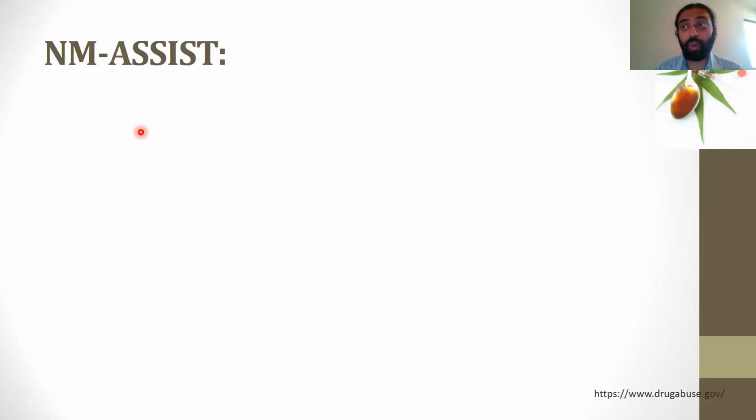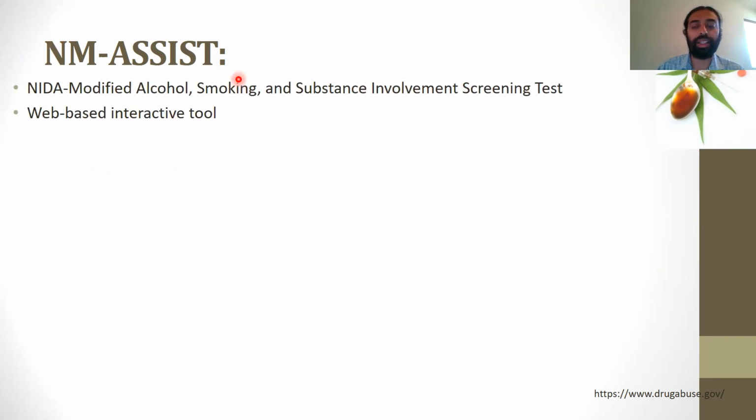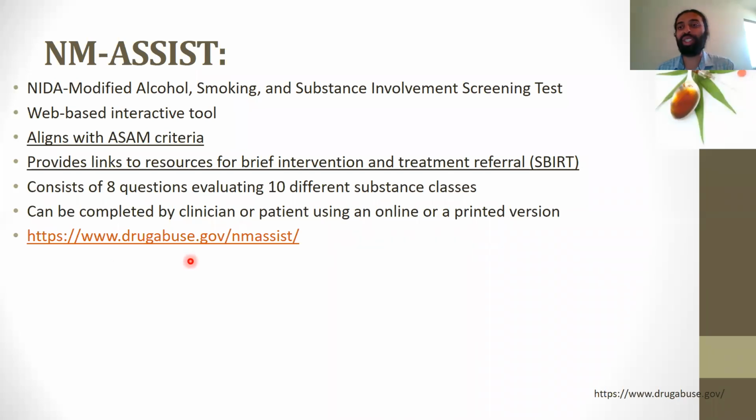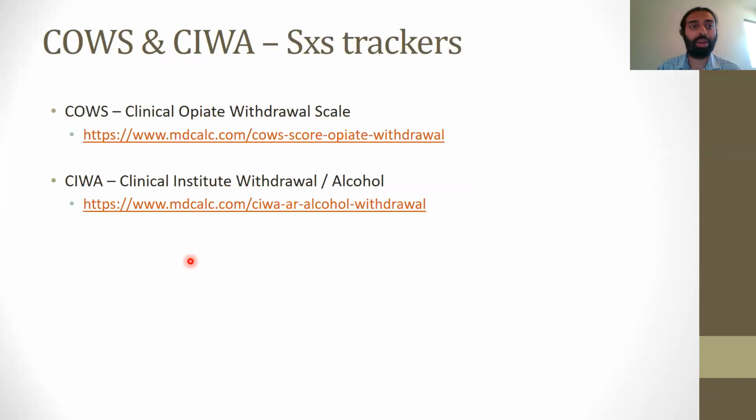For me, the screener I like the most for alcohol use is AUDIT, and the one I like the most for other substances is the NM-ASSIST, the NIDA Modified ASSIST, which is web-based, it's interactive. It's 8 questions that evaluate 10 different substance classes. So there, and I've included actually here a link to it, through the drugabuse.gov. So if a patient's in your office, you can even work through this with the patient.